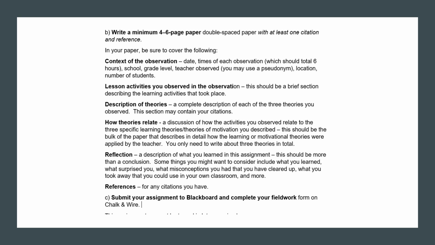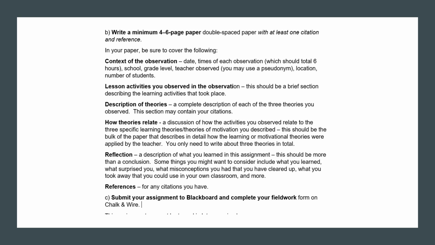For example, if you chose Skinner's theory of operant conditioning, you're going to be describing how the teacher used reinforcement or punishers to reward or discourage behavior. You're going to write a reflection, which is different than a conclusion. A reflection states things that you learned. You might consider what surprised you, what misconceptions you had but have cleared up, what did you take away that might be of use in your own classroom, and more. Include a references section for any citations you have.